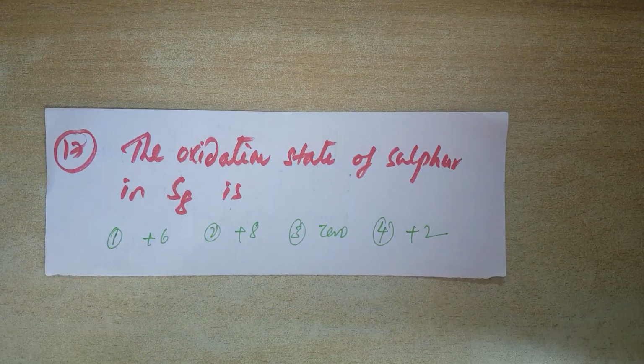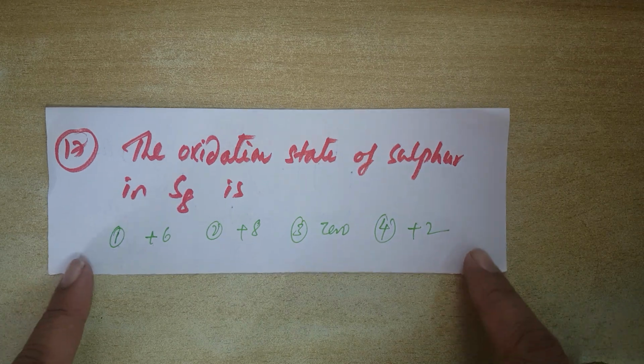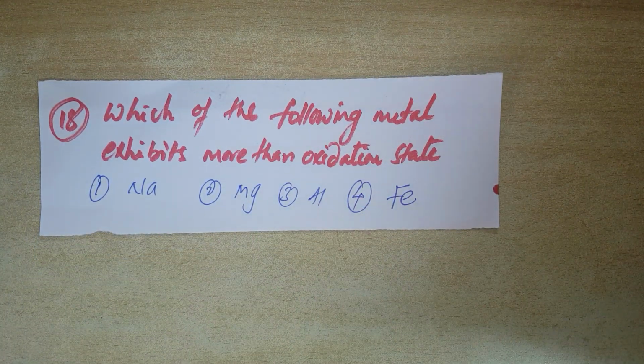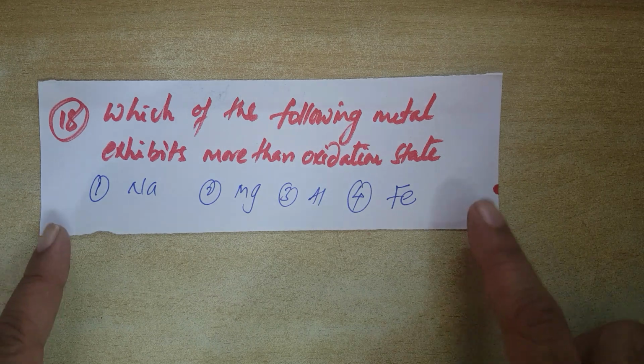It's a simple one. Oxidation state of sulfur in S8. In the molecular state, what is the oxidation number of an element? This is the question, very easy to get. And question number 18. Which of the following metals exhibits more than one oxidation state? If the element exhibits variable oxidation states, it is considered to have more than one oxidation state. Here: sodium, magnesium, aluminum, iron. Among these elements, only one exhibits variable oxidation states.